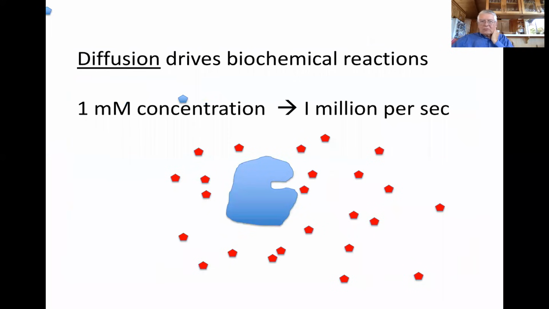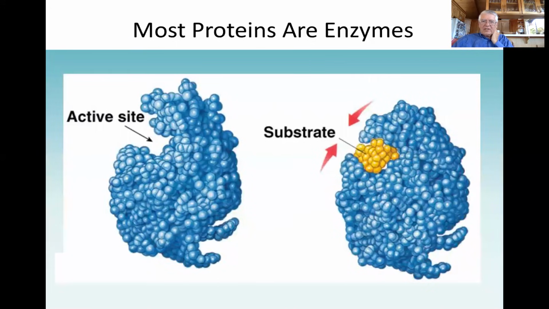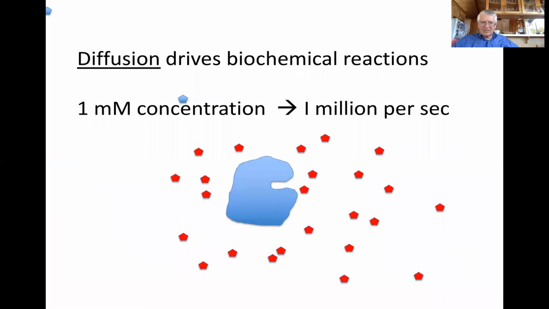Now, just a couple of final points. One is, what makes this all go? How does this substrate, the substrate is the chemical that's going to be changed in this reaction, how does it find this pocket here? What actually makes the whole thing go? And the answer is that it is just random collisions.